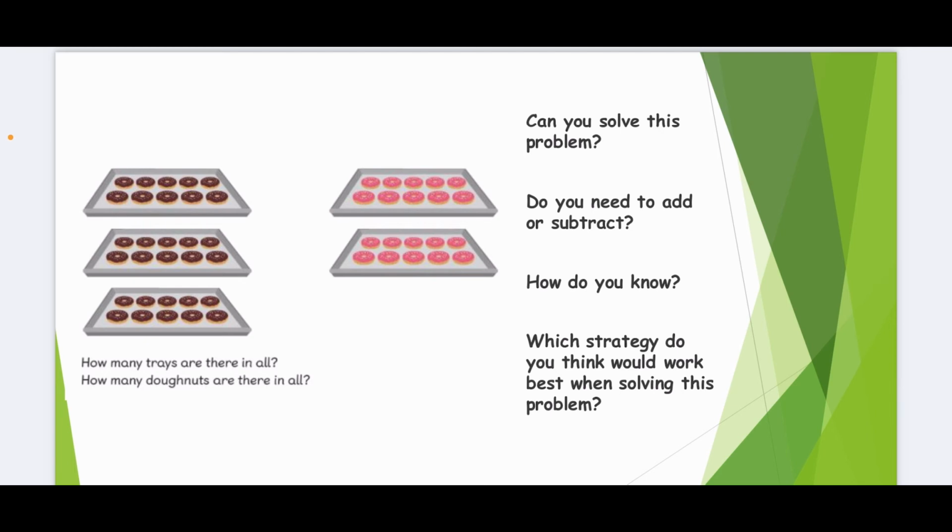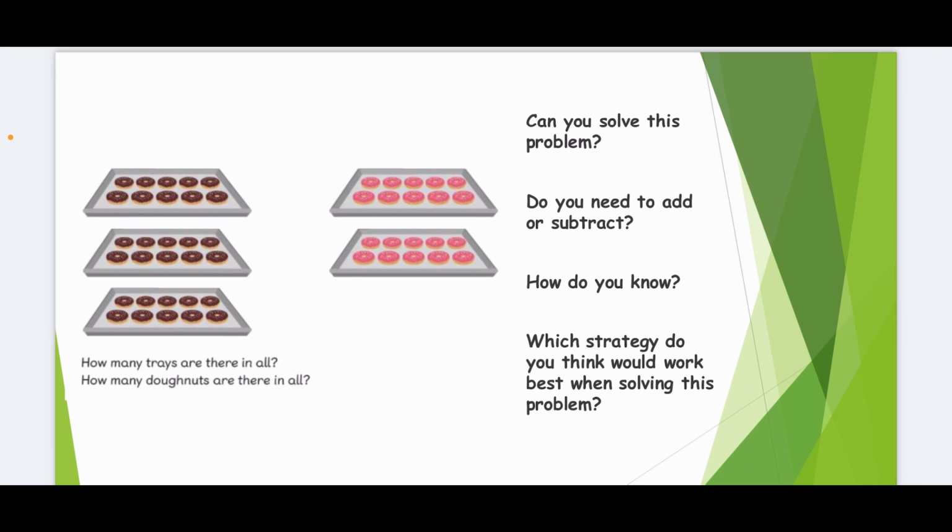I think that when we're counting the trays, we can count in ones. Can we do that together? 1, 2, 3, 4, 5. So there are 5 trays altogether. How are we going to work out how many donuts there are altogether? Do you think it would be easy to just count them all out one by one? 1, 2, 3, 4, 5, 6, 7, 8. Or is there a better way to work that out?